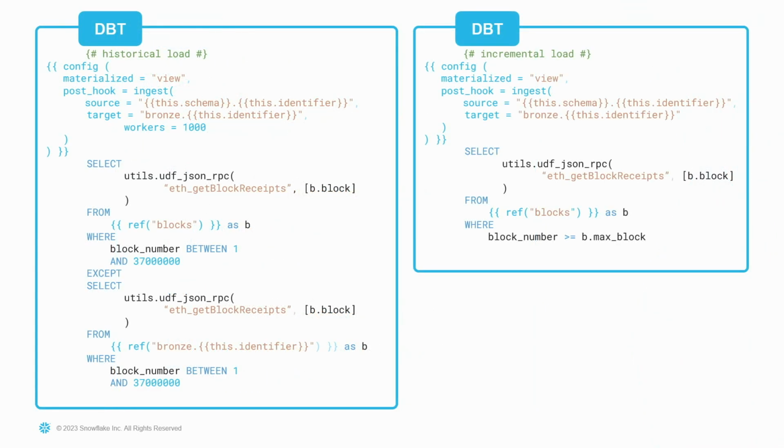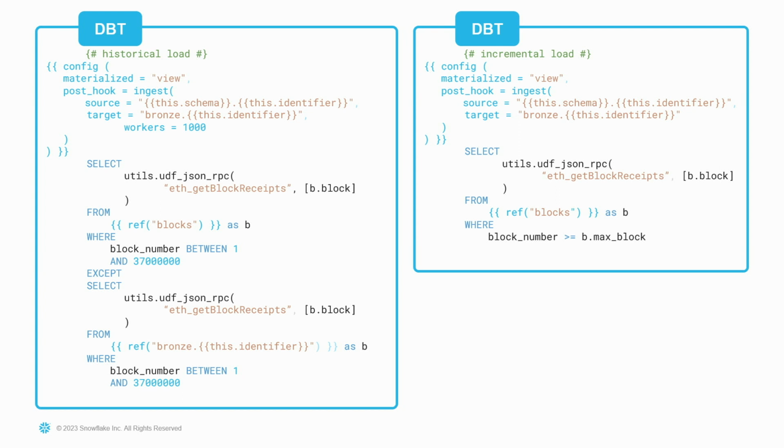Here's an example of the same query, the same model, but as an incremental model, or incremental load. Notice the only thing that's changed is the where clause. So instead of defining a block range, now we're defining that we want any block number that is greater than the last one we loaded. So now we can define a streaming pipeline that runs at every minute, ingesting data every minute, but only the newest data.